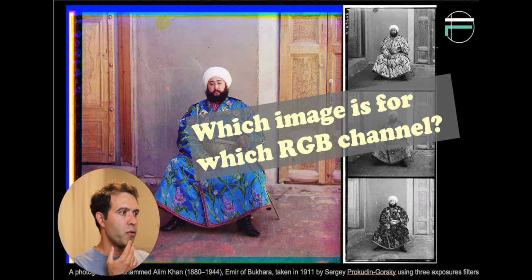Which image is for which RGB channel. Recently, I was looking into the RGB color model on Wikipedia, and I came across this image, which I found really interesting. As you can see, this image was taken in 1911, and the photographer used 3 exposure filters. But when I looked at the right-hand side of the images, I thought, okay, now which one of them belongs to which channel?